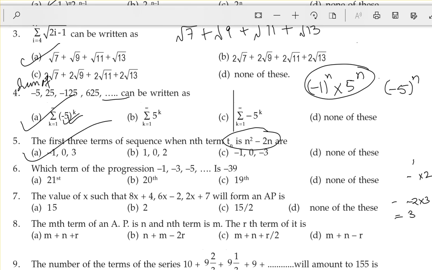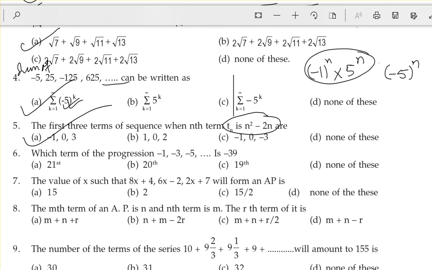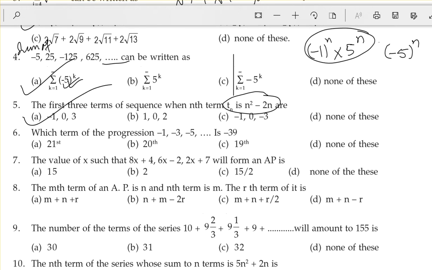Which term of the progression? We have a formula also, but because this particular question is easy, I simply count it on fingers: minus 1, minus 3, minus 5, minus 7, minus 9, and I go up to minus 39 and I figure out that it is the 20th term. And you have the formula also, so Tn is equal to minus 39.